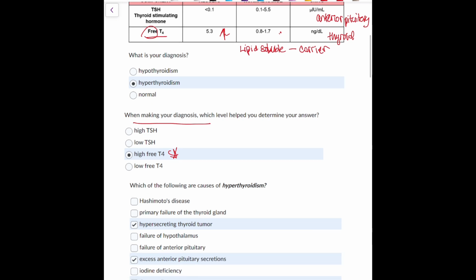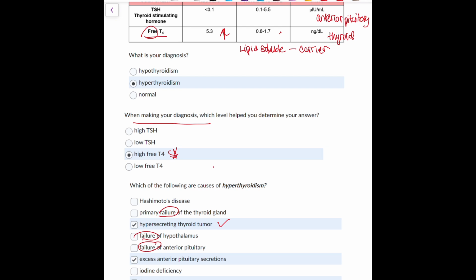The next question was, which of the following are causes of hyperthyroidism? In Marty's case, Hashimoto's is hypothyroidism, the number one cause. A failure, so when you see failure, that means that that gland or that brain region, in the case of the hypothalamus, is not secreting anything. So those are not good choices. Where you get hyperthyroidism is when there is a thyroid gland tumor that is over-secreting, or excess anterior pituitary secretions. That's like saying there's excess TSH, and we know our chain of command.